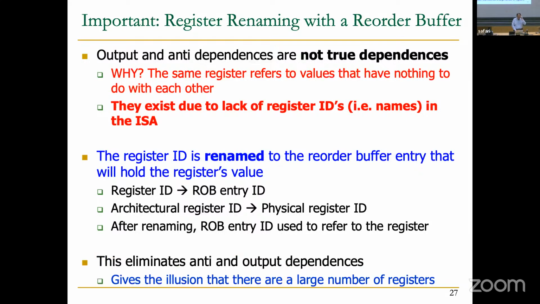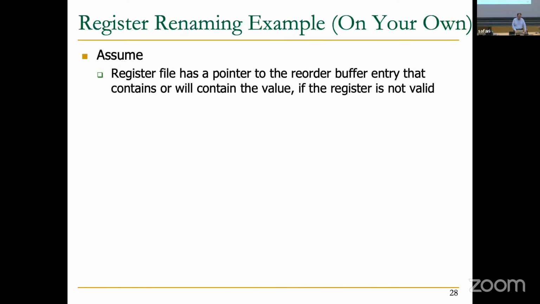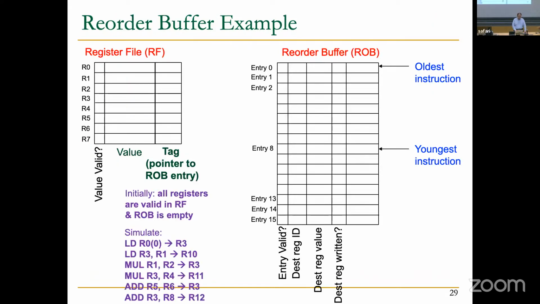Okay, so this actually eliminates anti and output dependencies and gives the illusion that there are a large number of registers. As I said, if we have a large number of registers, we don't really have write after write and write after read dependencies. Here was also another example that is for your homework, if you are interested, that you can do at home.